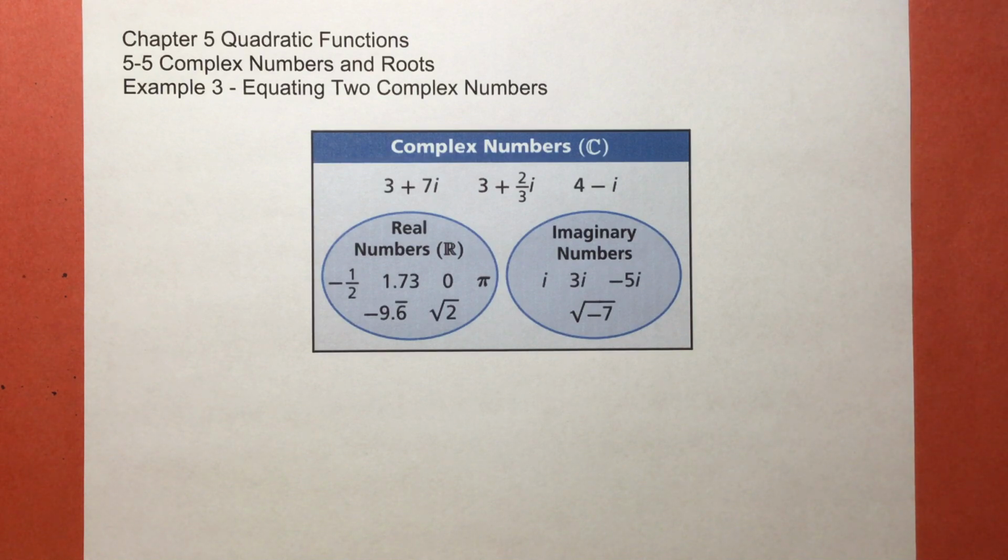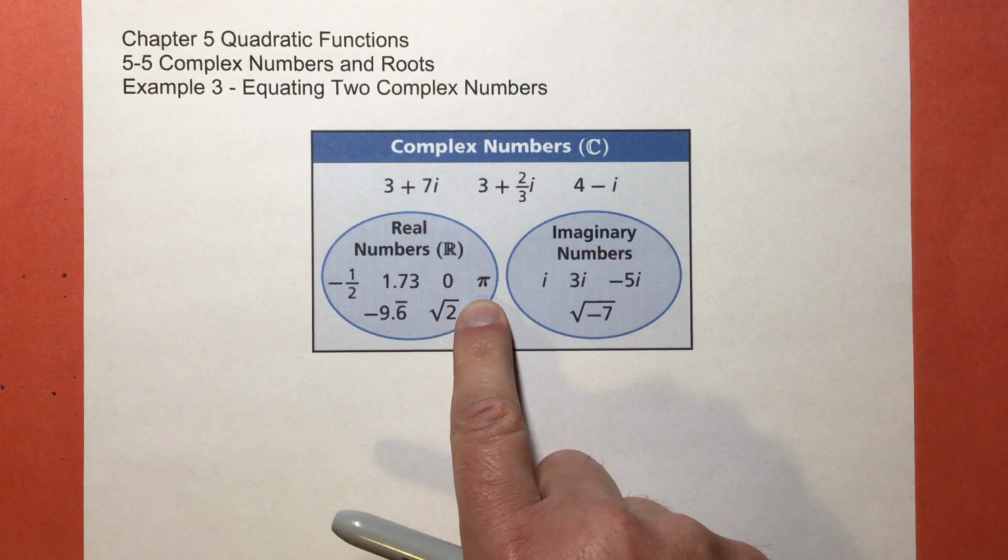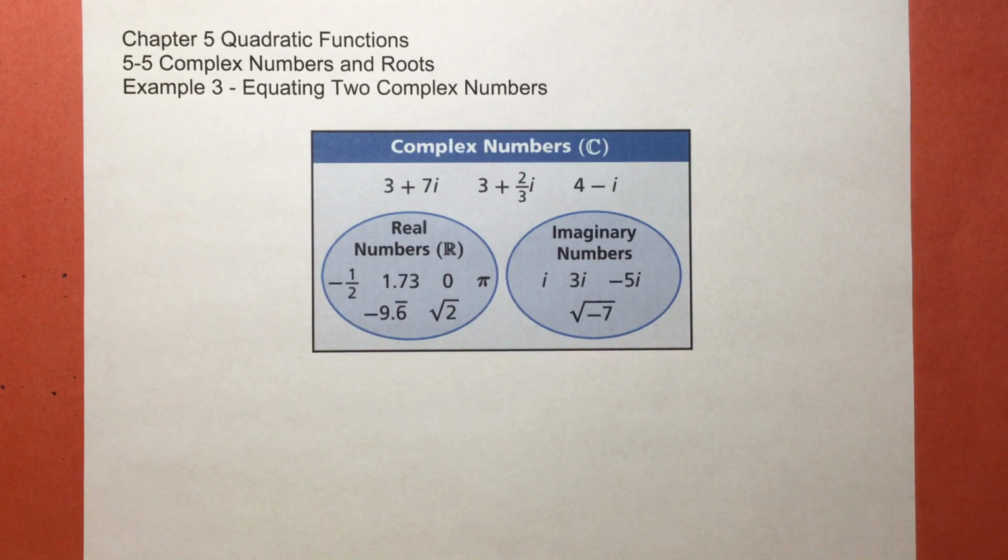Then we ended up with numbers that we call irrational, and we get into that discussion. And in this example, square root of 2 is irrational. Pi is irrational. So now we put the rational and the irrational numbers together, and we call them real numbers.